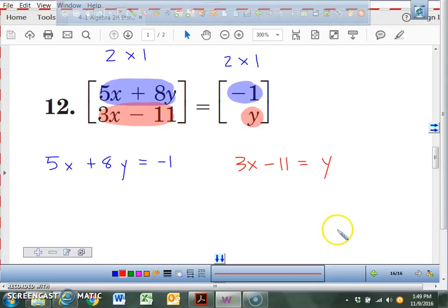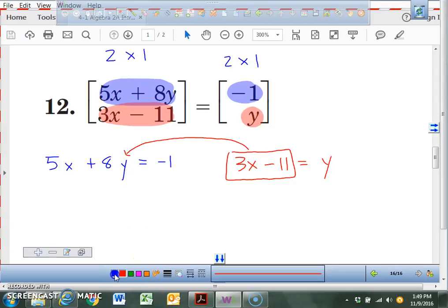And then I have to ask myself, if I'm trying to solve for x and y, I just realized I have something that's very important. I actually know what my y value is equal to. My y value is equal to 3 times my x value minus 11. So what I'm going to do is take this, everybody, and plug it in. For what?